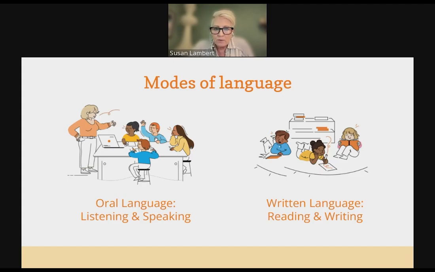So we're going to talk a little bit about modes of language because these two modes of language are going to be important to us as we think about academic language. And most of you probably know this as a great reminder. If you've been with me on other presentations, I often talk about this. We have this idea of oral language, which involves listening and speaking, and written language, which involves reading and writing.